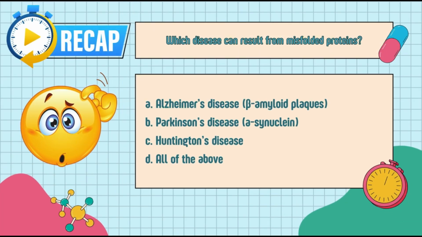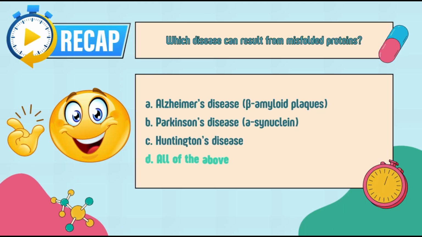Checkpoint time! Which disease can result from misfolded proteins? A. Alzheimer's disease. B. Parkinson's disease. C. Huntington's disease. Or D. All of the above. Pause the video to think. The answer is D. All of the above.